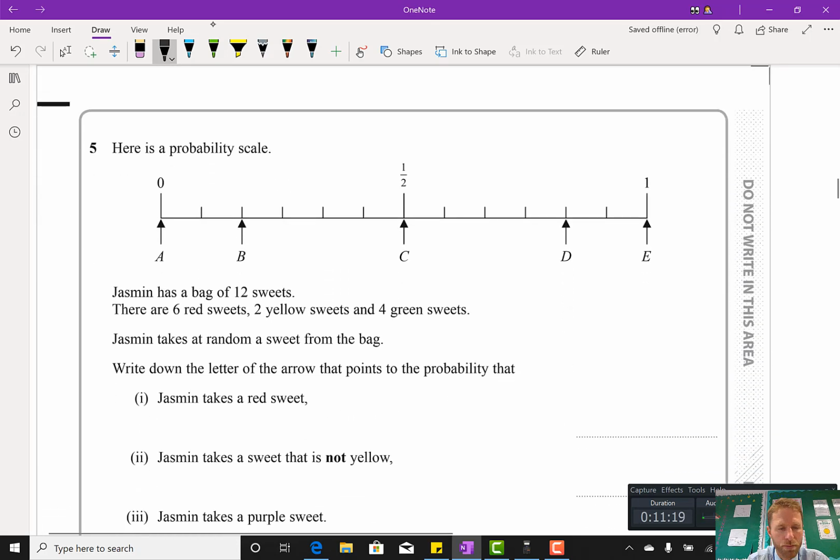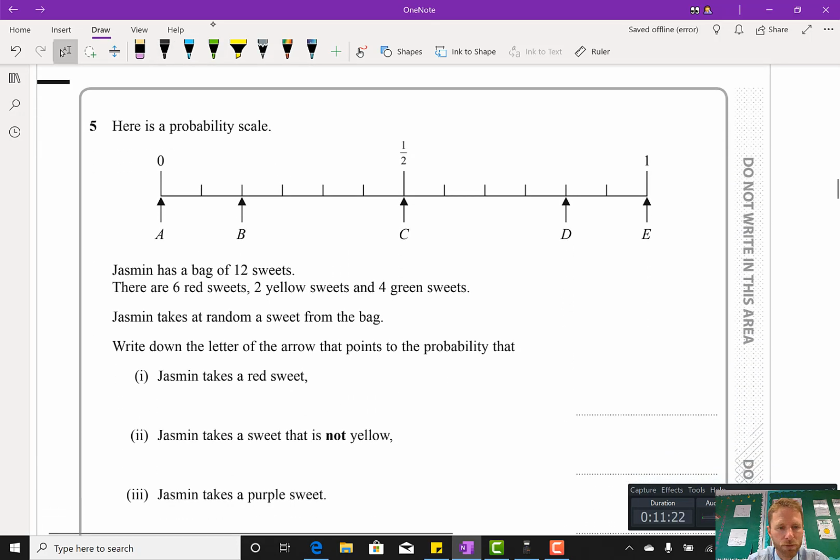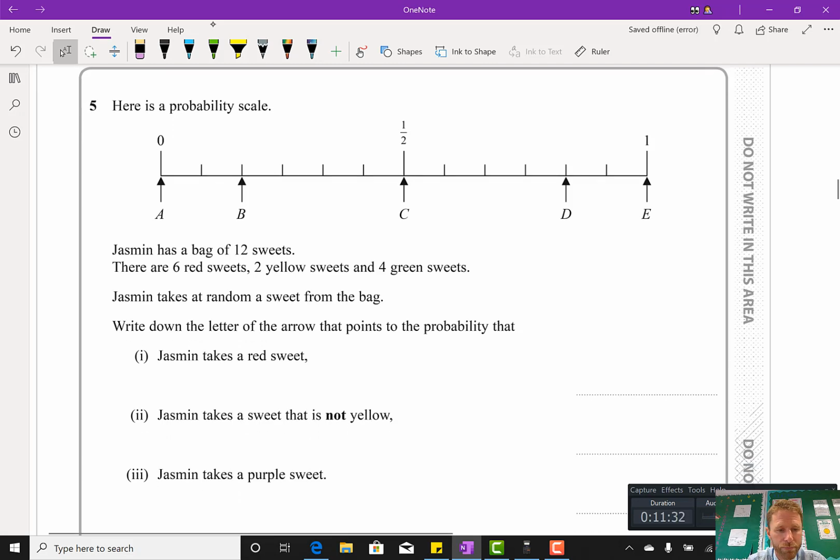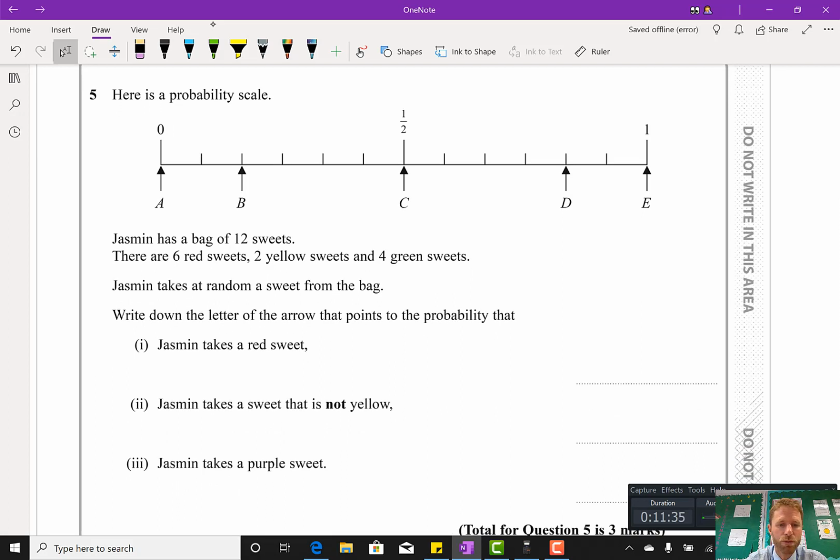Question 5. Here is a probability scale. Okay, so there's a few letters on it. It's told me where is halfway along, so I've got a scale to work out as well. Jasmine has a bag of 12 sweets. There are 6 red, 2 yellow and 4 green. Jasmine takes at random a sweet from the bag. Write down the letter of the arrow that points to the probability that Jasmine takes a red sweet.